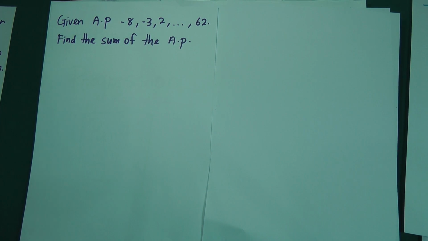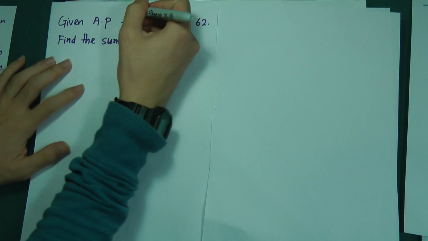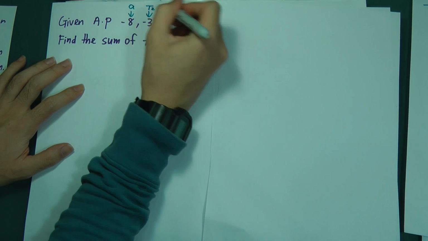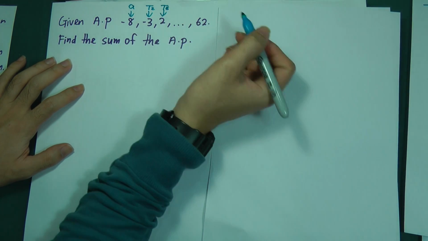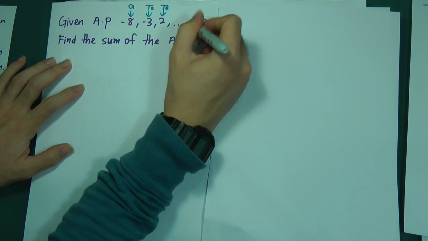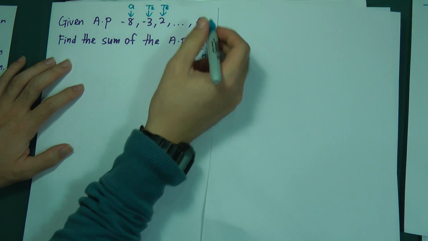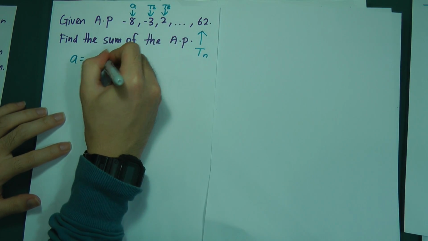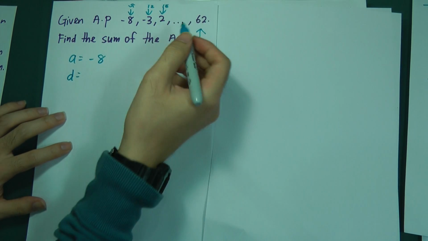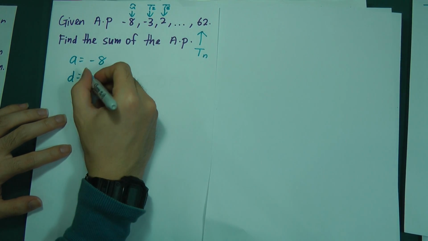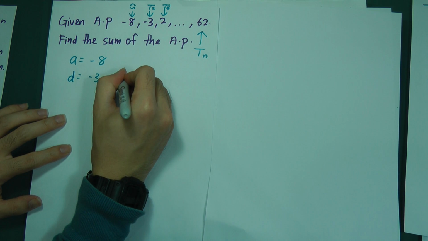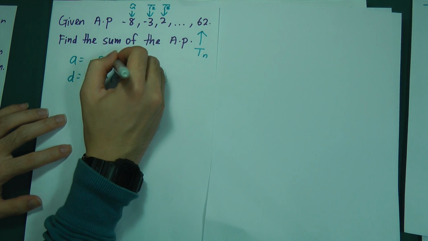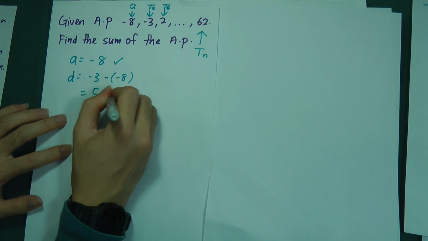Over here, we do it one by one first. We know negative 8 is the first term, so this is A. This one is the second term, T2. This is the third term, T3. We do not know which term this last one is, so I put Tn. We do not know which term 82 is, so I just put Tn. So A is equal to negative 8. D equals the next term minus the previous term, which is negative 3 minus negative 8, which is negative 3 plus 8, so we got 5. Now we got A and D.